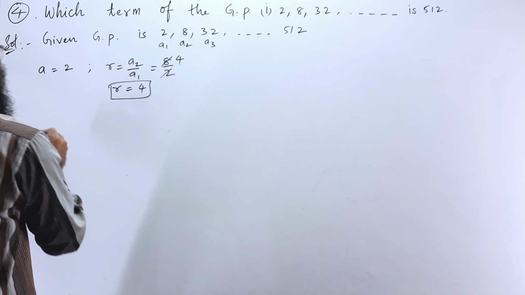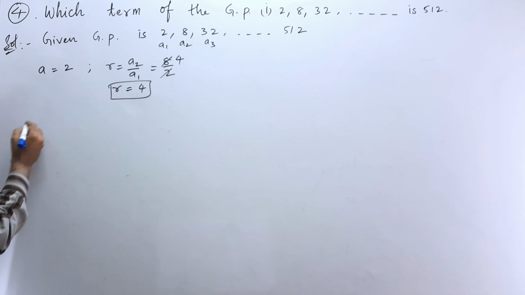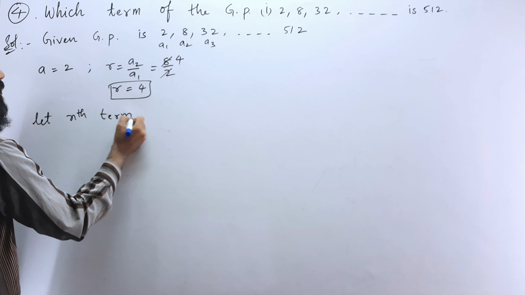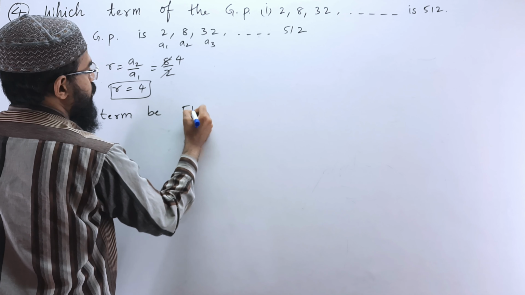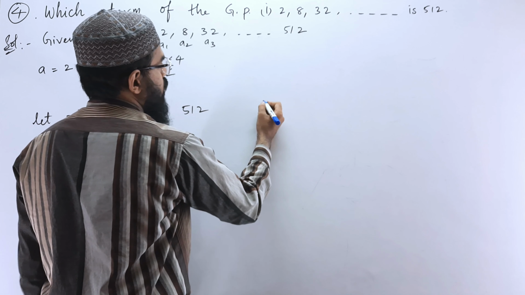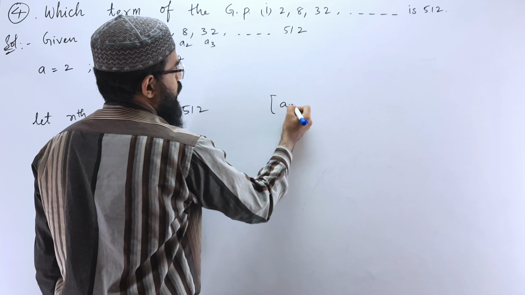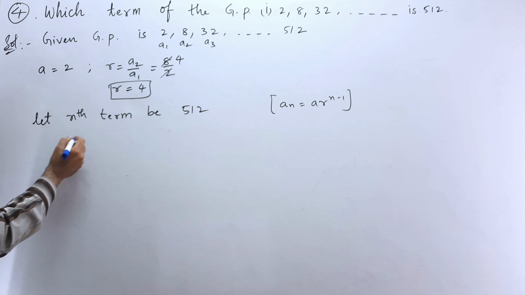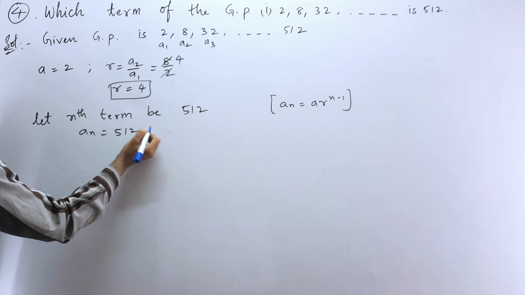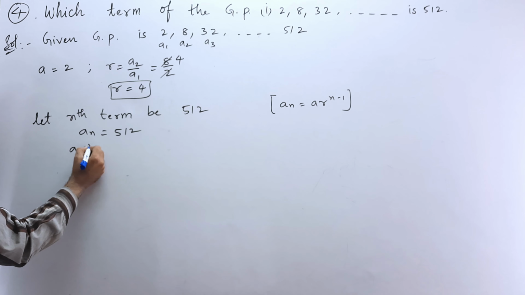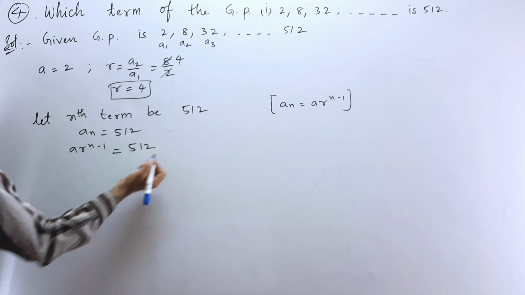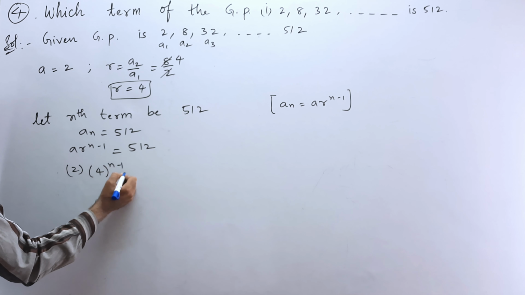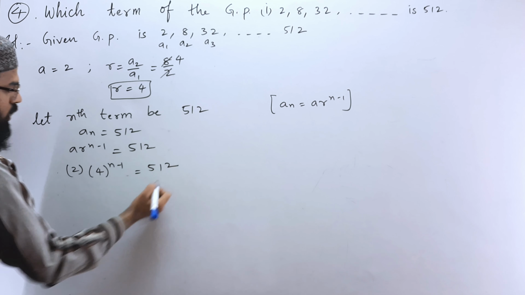Next, we don't know which term this is. So let the nth term be 512. So we know the formula for the nth term: An is equal to A R to the power of n minus 1. So An is equal to 512. A R to the power of n minus 1 is equal to 512. So what is A? A is 2. R is 4, whole to the power of n minus 1 is equal to 512.